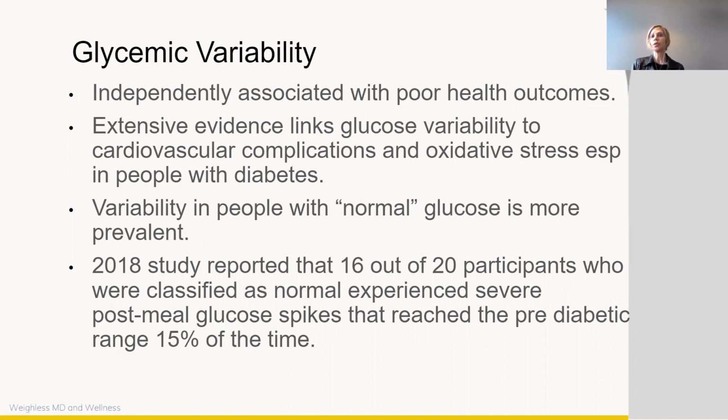So this was post-meal glucose spikes. And it showed that the majority of those people who were supposed to be healthy and not have any issues with their sugars did have irregular spikes, 15% of them reaching the pre-diabetic range 15% of the time. So again, 16 out of 20. And again, the majority of these people are just walking around thinking they're fine.